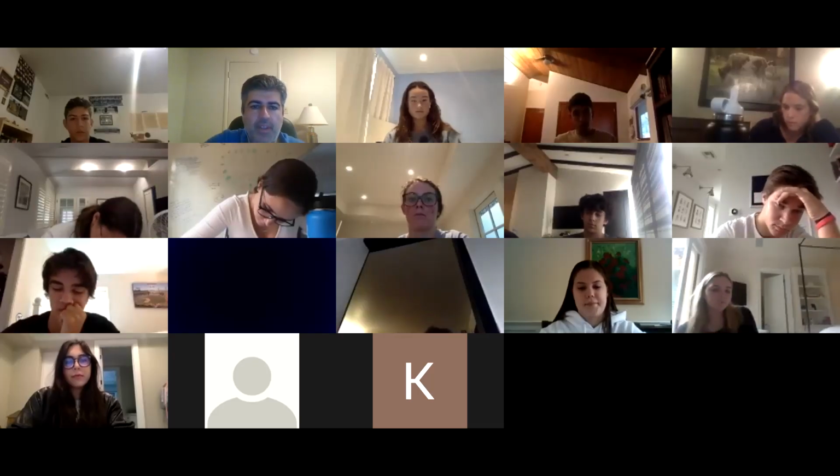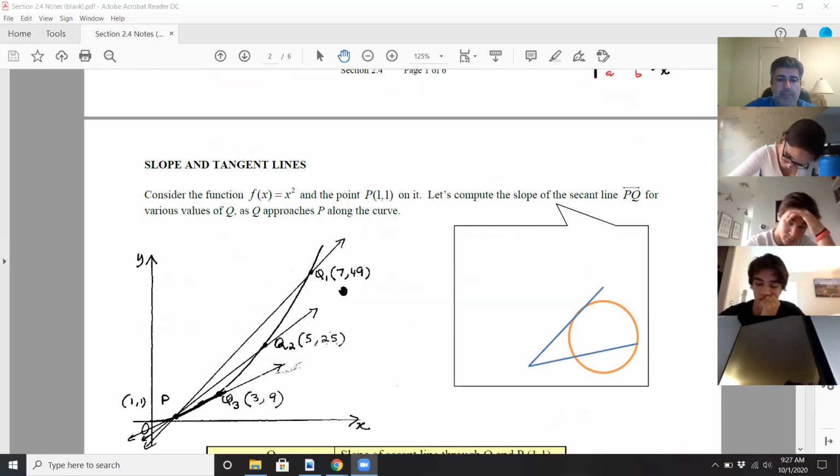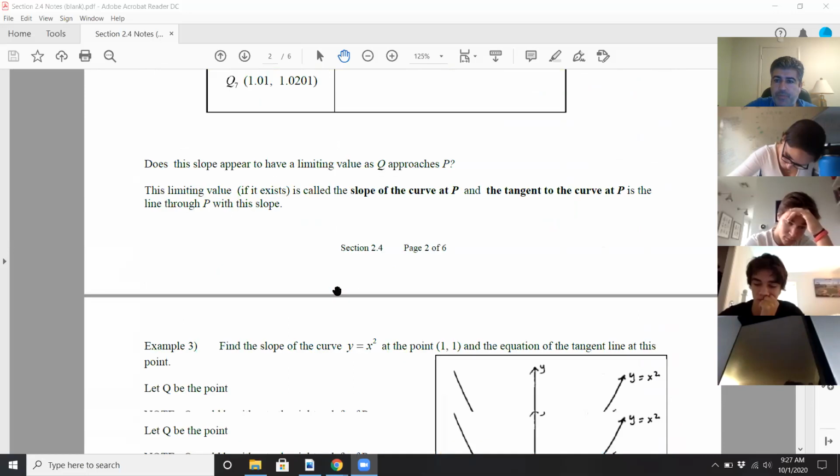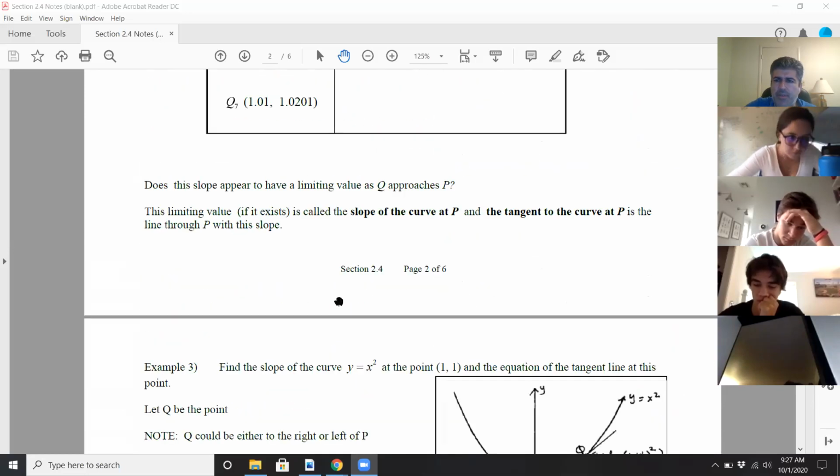Okay, now let's talk about example 1. Then I'll have you guys do example 2 in breakout rooms. Then we're gonna do this little demo over here, and then we'll see how example 3 goes. I think we can get to at least the first 3 pages today.